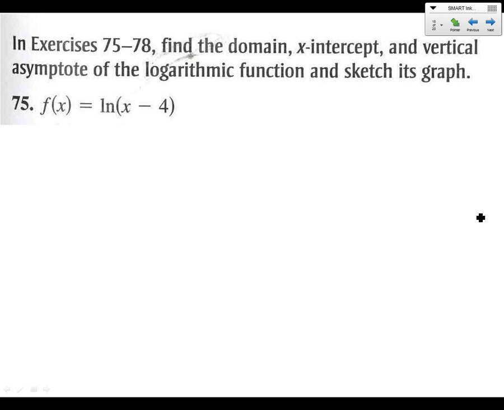The domain first. We're going to say x minus 4 has to be greater than 0. So x has to be greater than 4. If we wrote it in interval notation, we would say 4 to infinity. That means that we have a vertical asymptote at x equals 4.